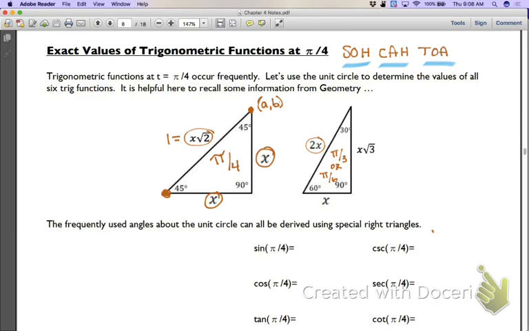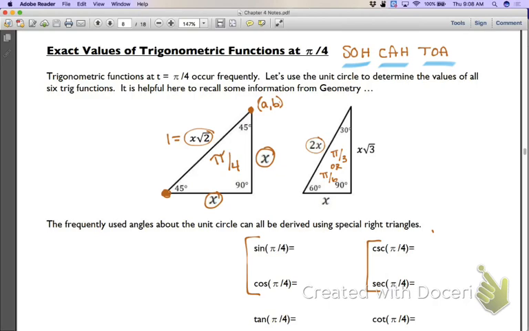So whenever we do pi over 4 and we have exact values, those are going to be the same. Your sine and your cosine values are going to be the same exact value. That's what makes it easy, because the length of one side is going to be the same as the length of the other, since it's a 45-45-90 triangle.